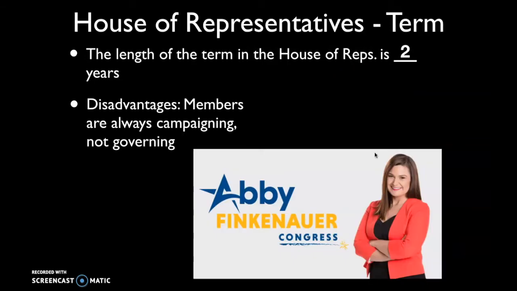There are advantages and disadvantages to having such a short term. The disadvantage is that members are pretty much constantly campaigning, which means they'll spend less time governing and writing laws and passing laws and doing the kind of things that we expect our representatives to do because they're constantly worried about fundraising and kissing babies and shaking hands.